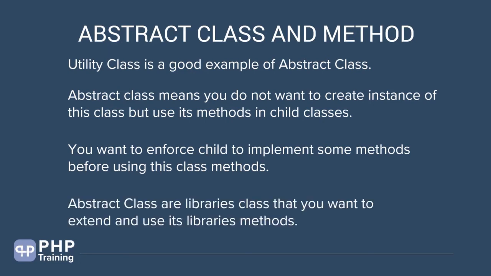Abstract classes are also library classes that you want to extend and use as library methods. So there will be cases wherein you can write a library class and define it as abstract, and you don't want to create an instance of it. You just want your child class to use those features and enhance the existing functions that it has. Okay, so in these use cases, you basically go for an abstract class.